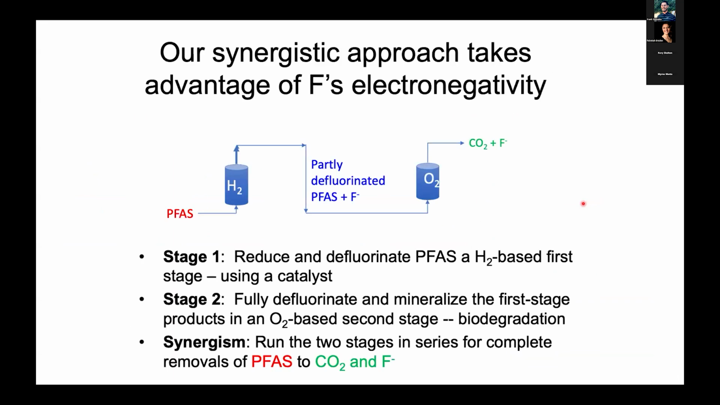So we have a system here we call the synergistic platform that does this. We use hydrogen gas as a reductant to defluorinate. Let's remove some of the fluorines, and then we deliver those defluorinated products to a biological reaction, aerobic, in which the microorganisms finish the job of defluorination and also mineralize or completely oxidize the carbon. Thus, the molecule is totally destroyed here. So we can run these two things in series as I show here, and a little more detail here.